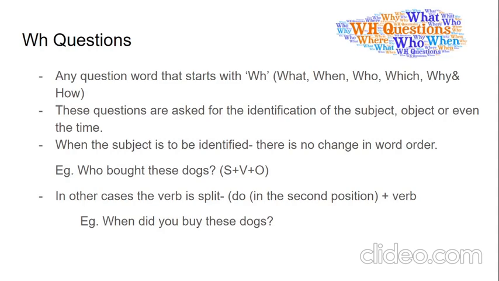But in all other cases, like the object or the time or anything else, you know that there is a change in the word order, where a verb is split into the do plus the verb part of it. So the do part would always be in the second position. So you ask the question word, then you have the do form plus the verb. So, when did you buy these dogs?